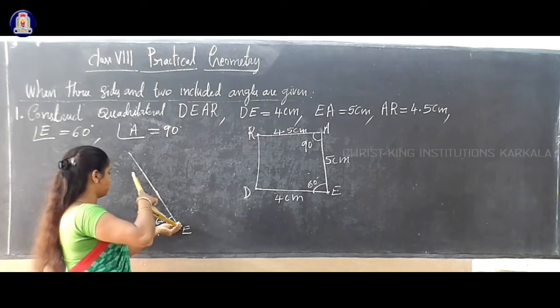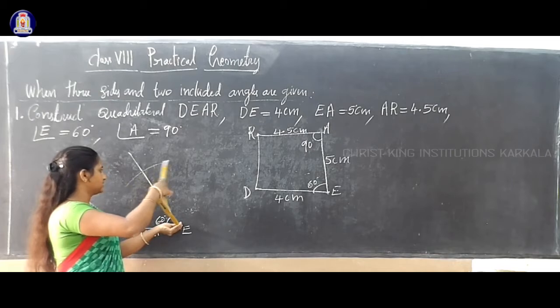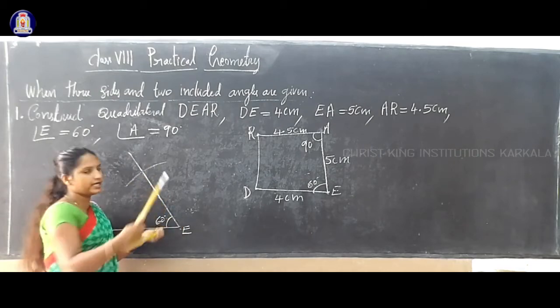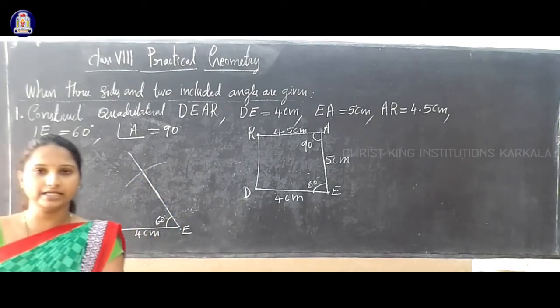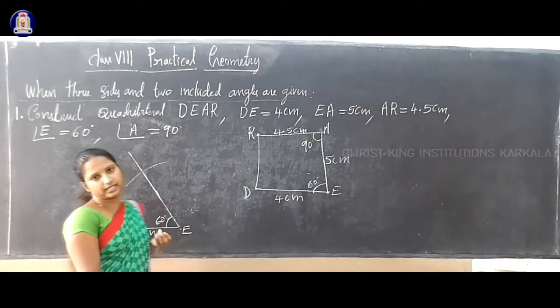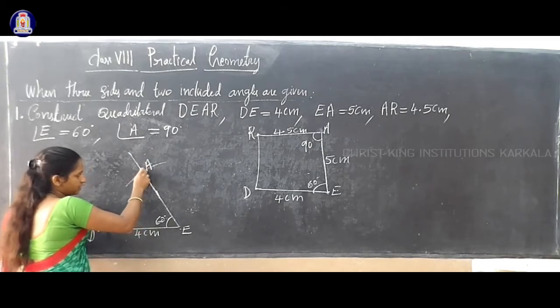So now, with the compass at 5 centimeter, draw an arc. This arc will cut the previously drawn line at one point. Correct? See the rough diagram: this point is A. So when you see the rough diagram, construct accordingly. So this point is A.